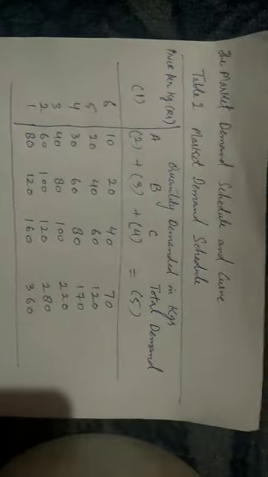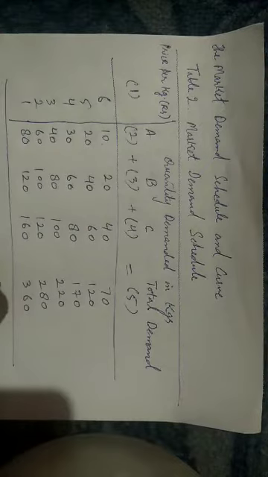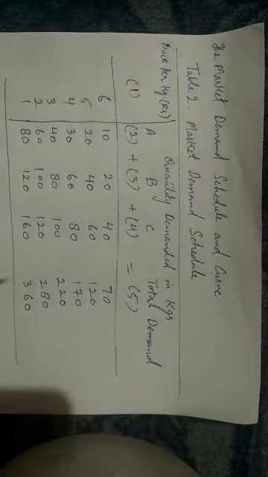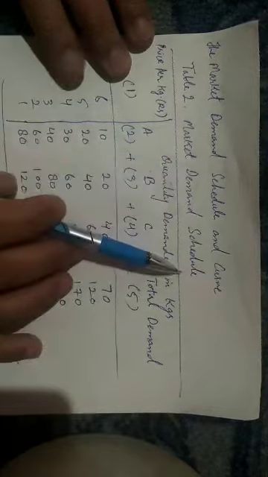Now, what is market demand schedule and curve? You see, market demand schedule is a table showing different quantities of a commodity that all the buyers in the market are ready to buy at different possible prices of a commodity at a point of time. See, this is the table. This table shows the market demand schedule.